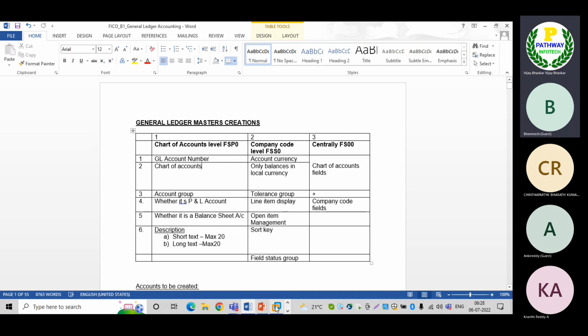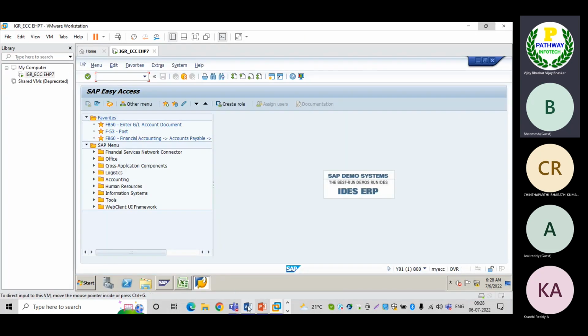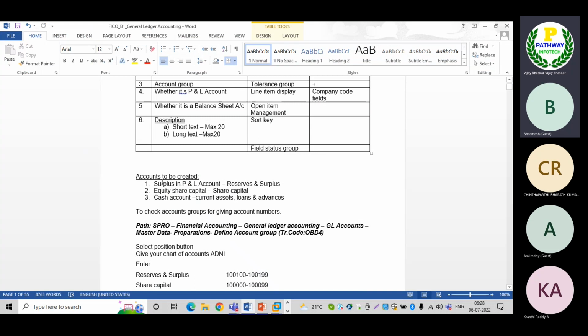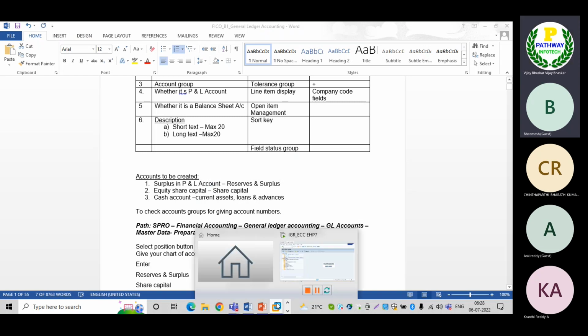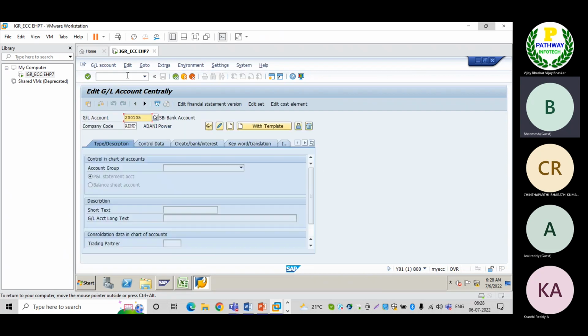Let me show you here. First let us create one GL account, reserves and surplus account. We'll create surplus and PNL for reserves and surplus. This is the retained earnings account. I have taken the central one. First let us see how it is going to work.